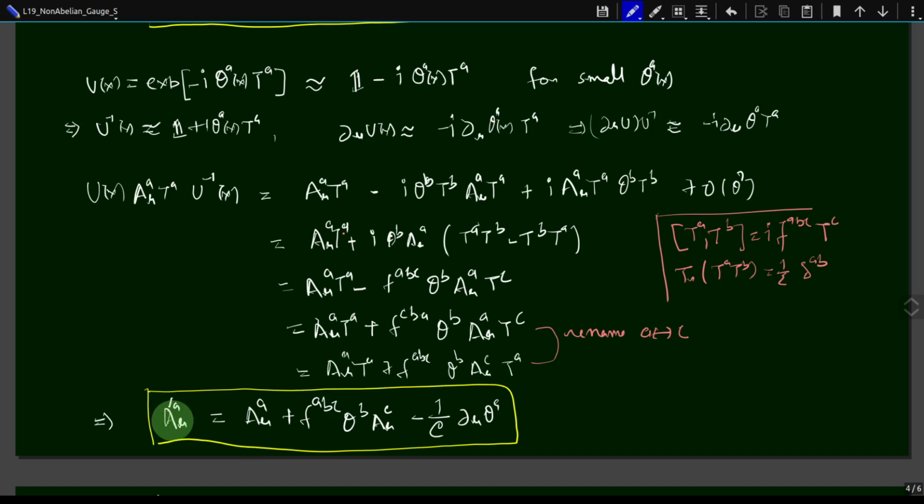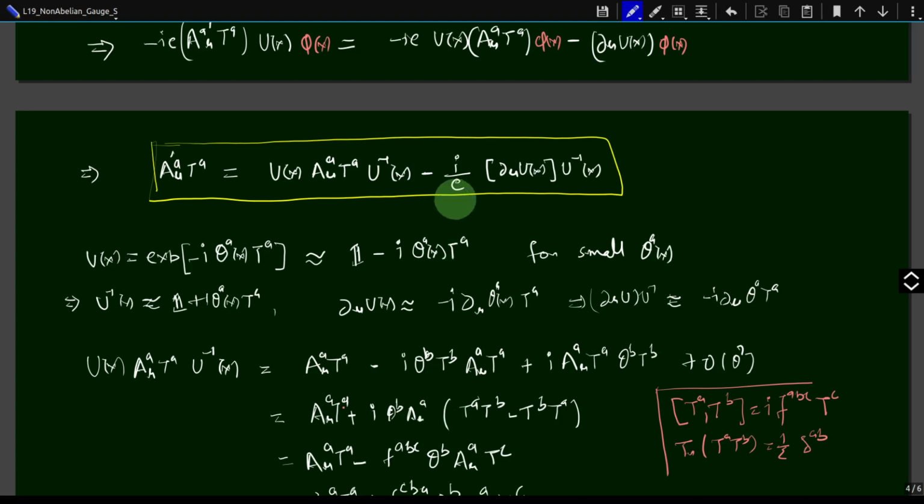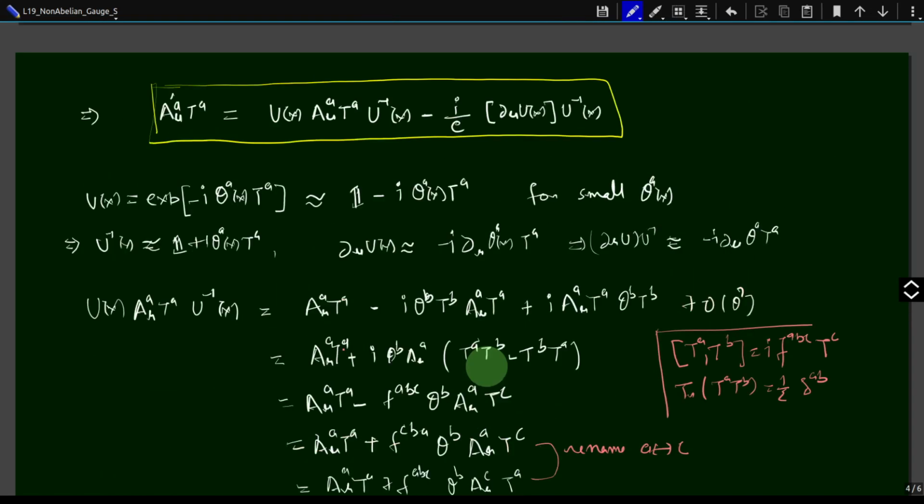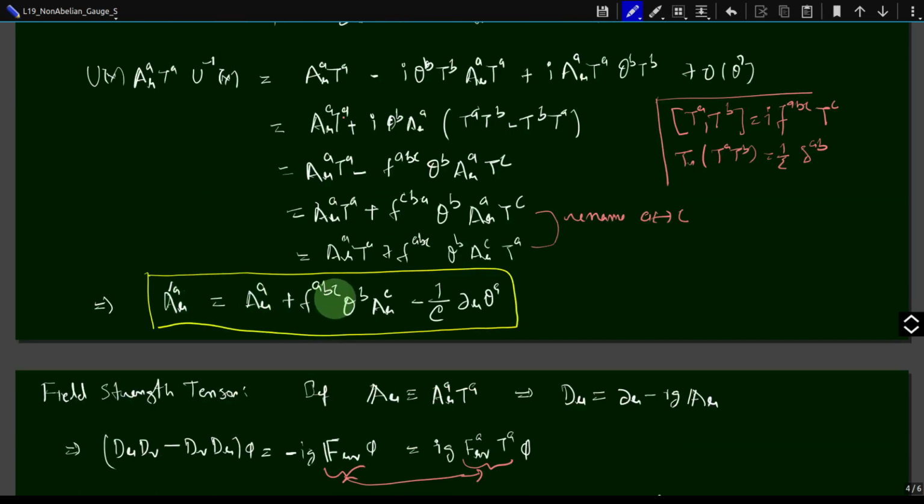So what I get, A prime mu A is given by A_mu^A plus this f^ABC theta^B A_mu^C minus, okay, minus i I have this particular guy, but this minus i is also sitting over there. So when I put all these things, I get minus 1 over g del_mu theta^A. Okay, 1 over g is coming there. I could have made this theta, you see, for the case of U(1), I took this coupling also outside from theta. One could have chosen this convention, but I'm choosing the exact same convention that is in Cheng and Li's book, so that you can follow it from there as well.